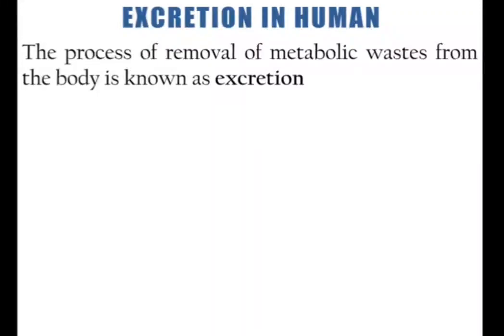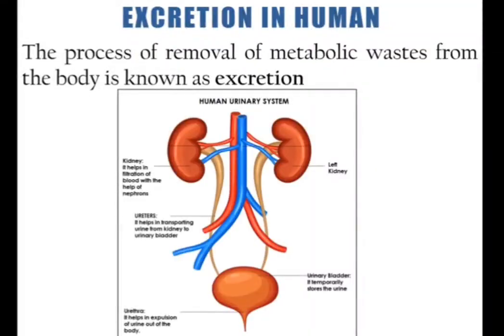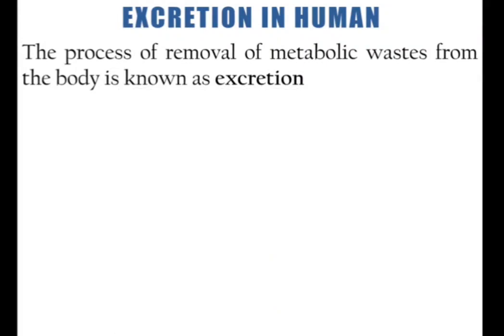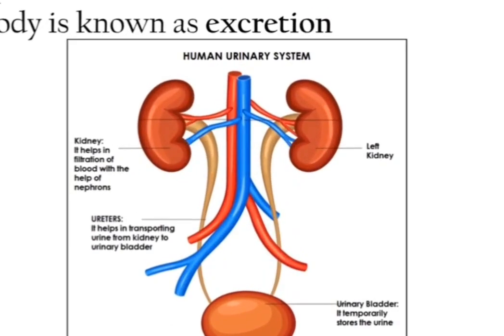This waste, which is in liquid form, dissolves in the blood, and that blood goes into our urinary system. You can see in this slide, this is our urinary system. When blood reaches the urinary system, the kidney does the filtration of that toxic blood, which has metabolic content or metabolic waste.